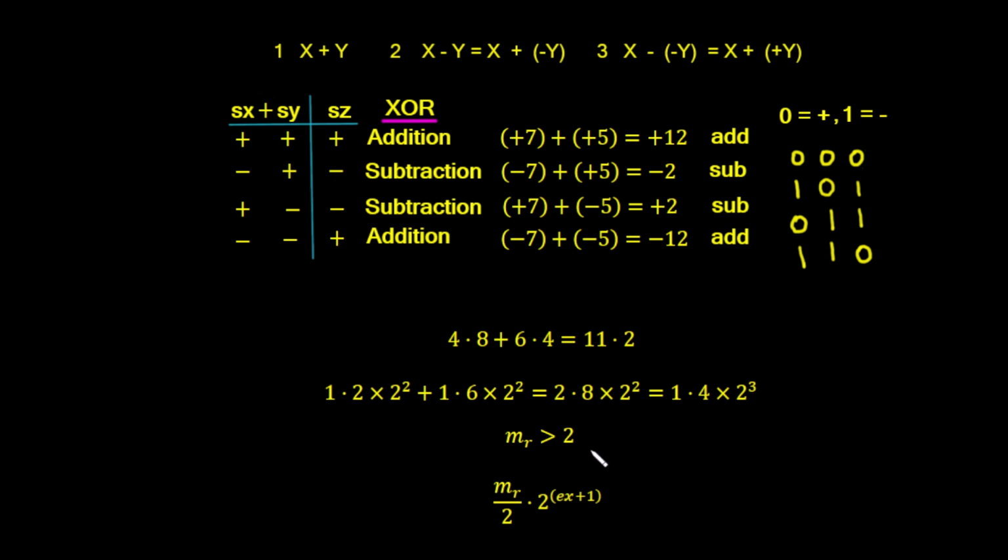So the little algorithm that we're interested in here is that for the mantissa, we're going to divide the mantissa by 2, and we're going to add 1 on to the exponent. So this is the little algorithm we have for adding two numbers together which are in the same exponent range.